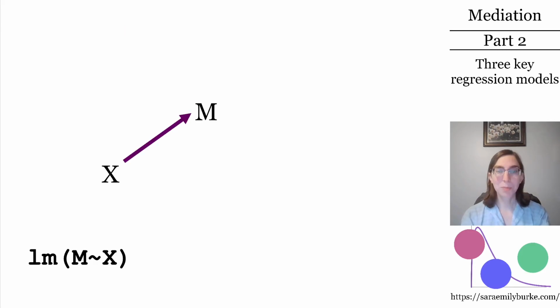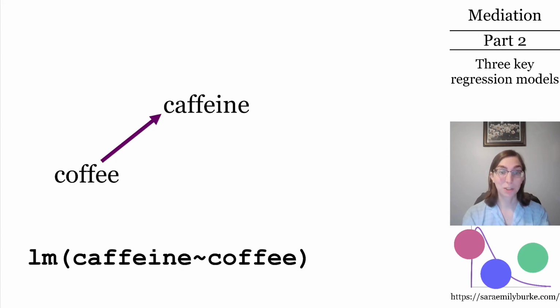Second, a model with the manipulated variable predicting the theorized mediator. In this model, m is the response variable instead of y. This is like making sure coffee actually increases the concentration of caffeine in the bloodstream.